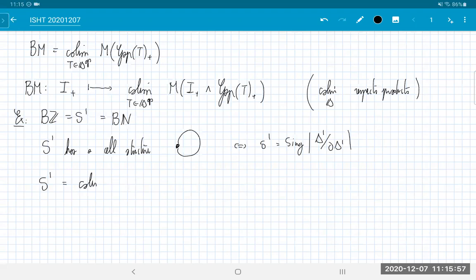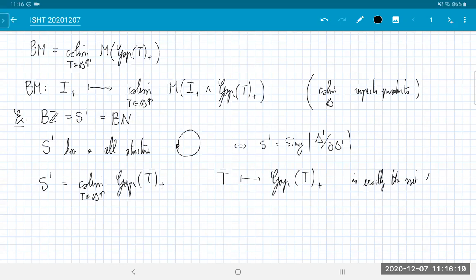What I want to say is that the colimit over T in delta op of gap T plus. So why is this exactly the simplicial set? The point is that T to gap T plus is exactly the simplicial set Delta one, border of Delta one.